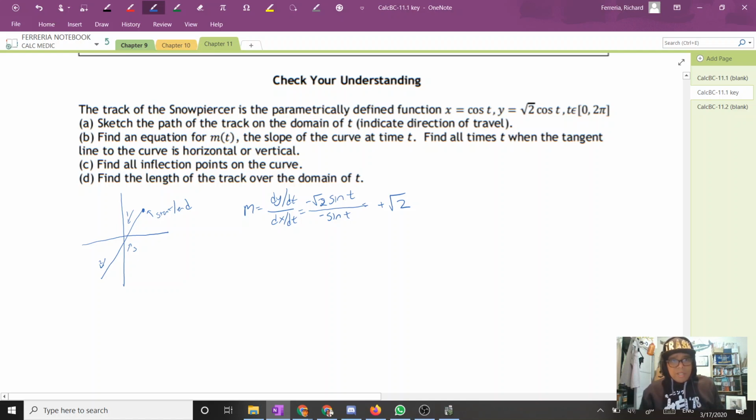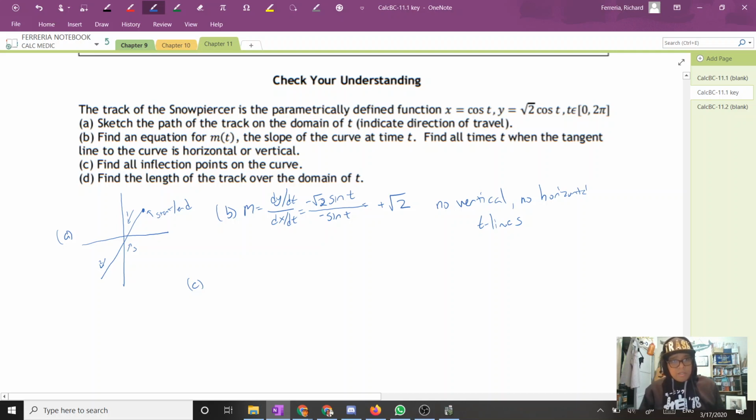So what are we saying? No vertical, no horizontal tangent lines. So that's A done. For B, no wait, that's A and B. C, let's find all inflection points. That's going to start off with finding our second derivative.